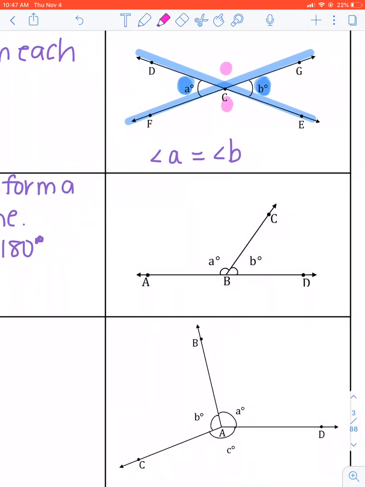All right, so let me take you over to the picture here. Here you can see you have a straight line, okay? You have two angles that form that straight line. We have A and B. So in this picture, angle A and angle B, when you add them up, you get 180 because you get a straight line.